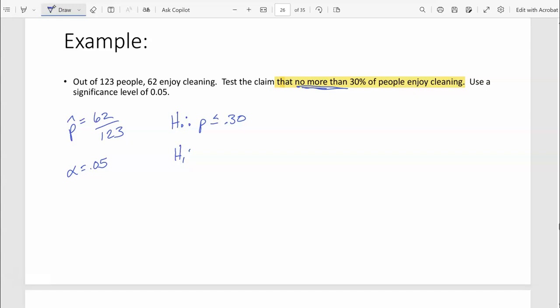So what would the alternative look like? Well, the alternative has to be the opposite, which is going to be greater than 30%. But we're not used to seeing things this way. Back when I took statistics, we did write the null hypothesis that way. Now, most textbooks will have you write it as an equal to statement. And then the alternative is still greater than 30. So this is actually a right-tailed test.